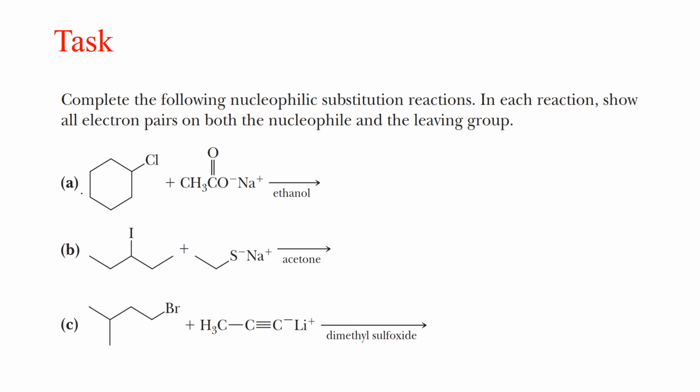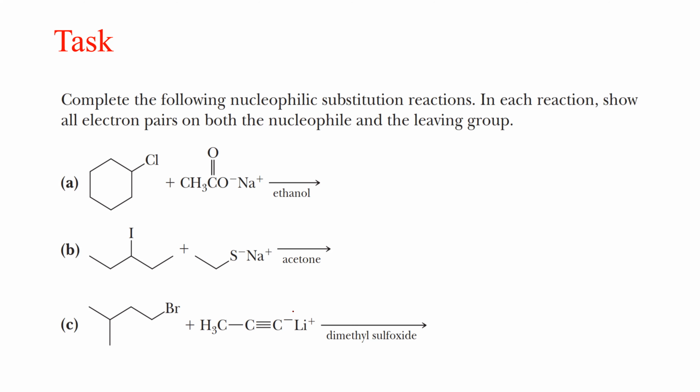So this is the alkyl halide, right? And this is a hexane, and there is a 1-chlorocyclohexane. And you are reacting it with the sodium acetate in the presence of the ethanol. Now, the next one is the iodoalkane, and this is the sodium sulfide. You are reacting it in acetone, the solvent, and this is the alkyl halide, and you are reacting it with the lithium propyne, right?